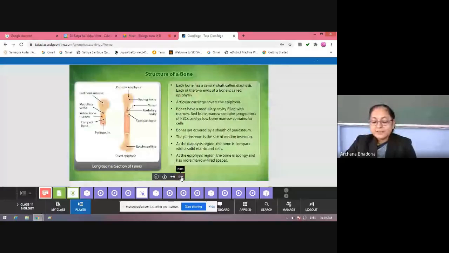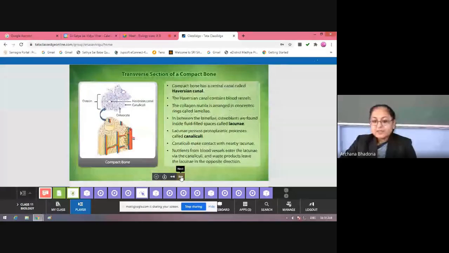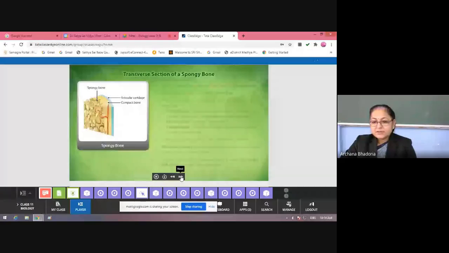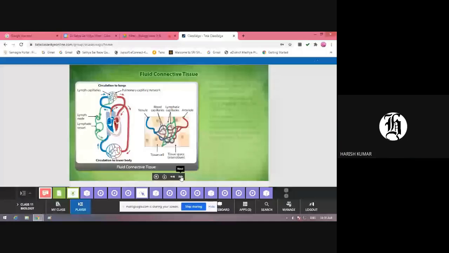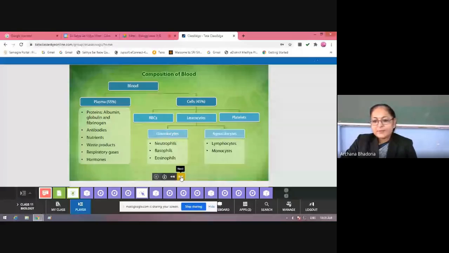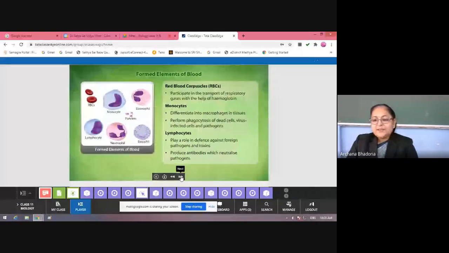Then write down that they have the red pigment called hemoglobin, which gives color to these cells. So remember why the erythrocytes are red in color: because of the red pigment hemoglobin. Now quickly write out the functions of the RBCs.